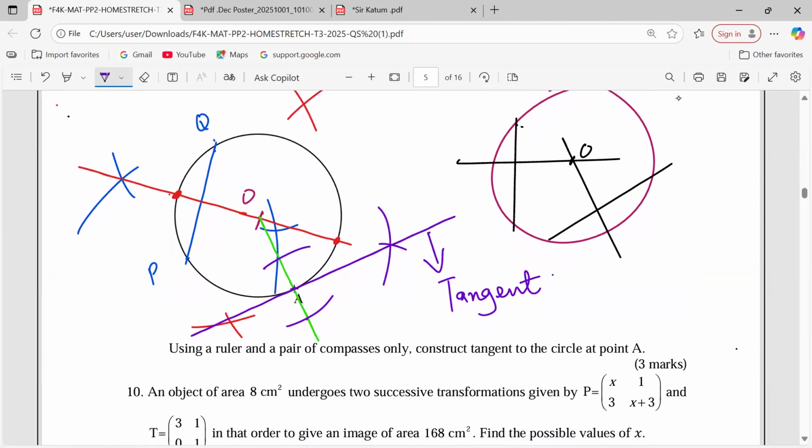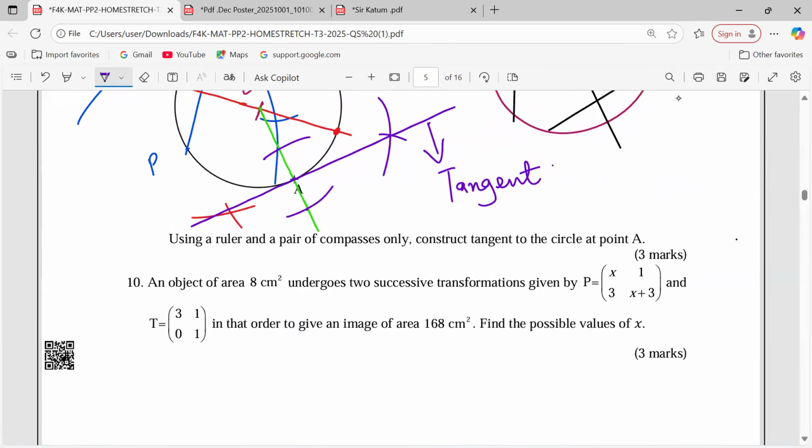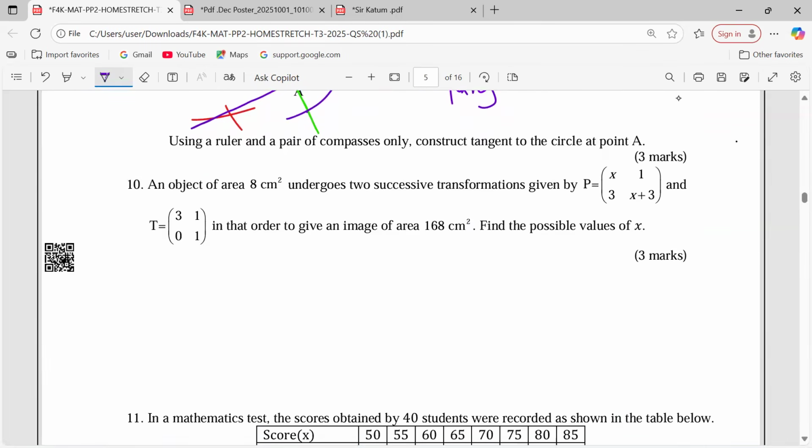So through point A, we drop a perpendicular. As you have seen, that perpendicular now becomes our tangent. The tangent is a line which just touches part of the circle without cutting the circle. Just touching.